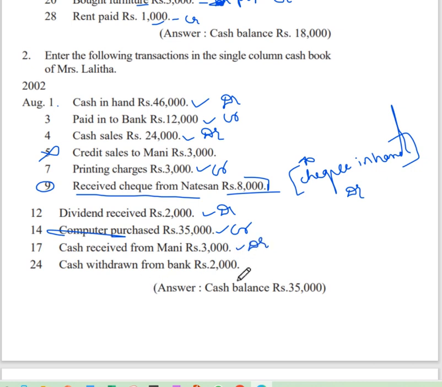Cash withdrawn from bank, rupees 2,000. From bank it is reducing, but to our hand cash is coming. So this should be recorded in the debit side. In the same way, if you check the balance, you will have a cash balance of 35,000. That means that you have solved that problem. If you have solved this problem, it means you have understood the single column cash book problem.